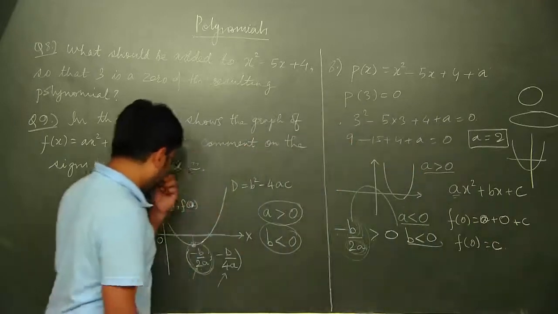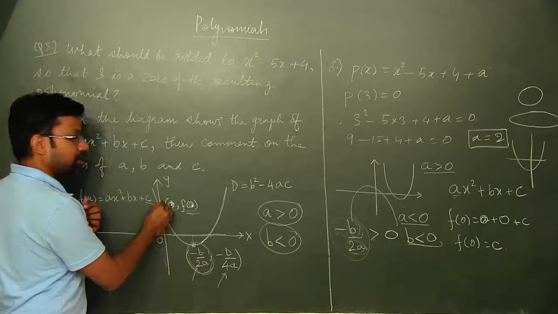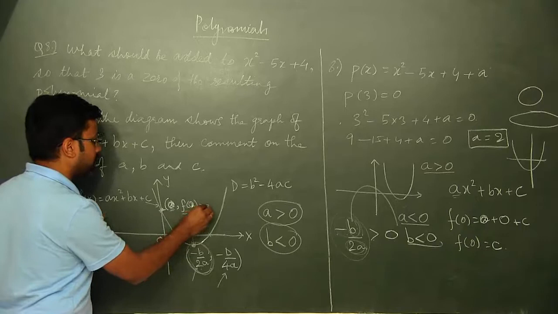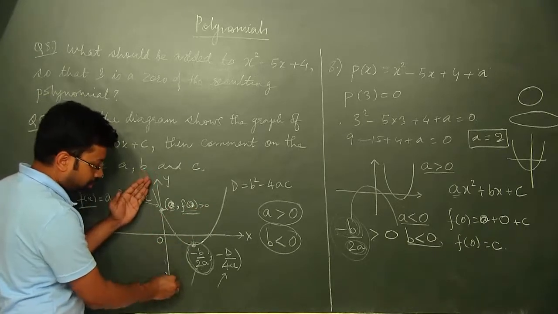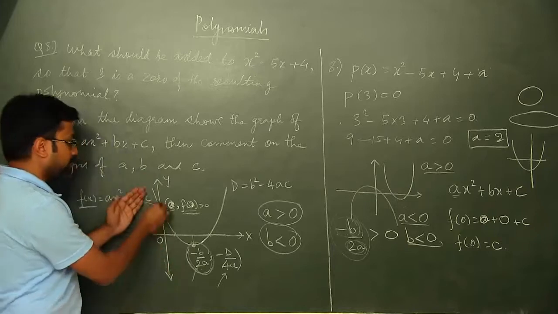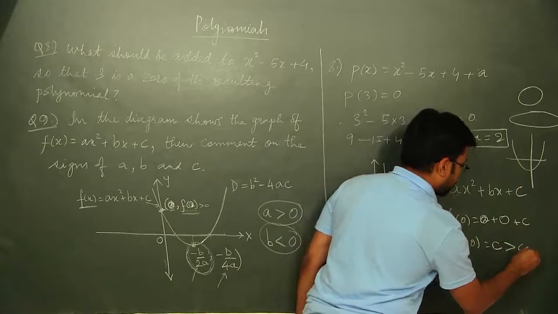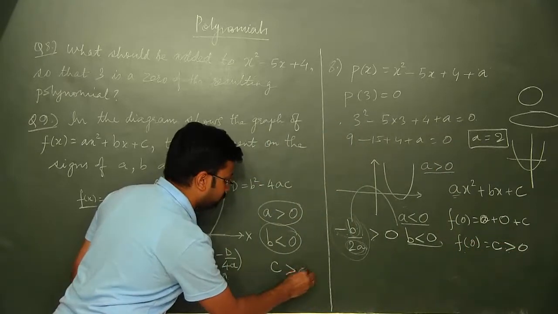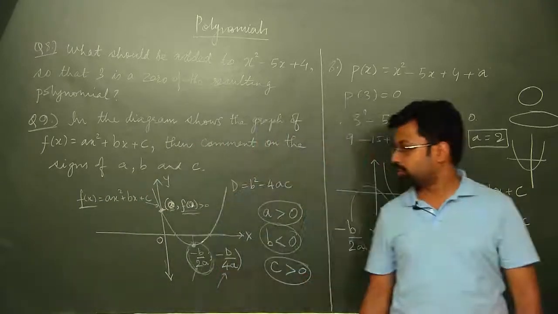Now what do we know about f(0)? f(0) is a point here. It lies on the positive side of the y-axis. So f(0) is going to be greater than 0. This is a positive value, right? Negative would start from here and it will go on negative this side. This is going to be a positive value. So f(0) is positive. Now f(0) is c. Therefore, we can infer that c is going to be greater than 0. So this is how you do this question.